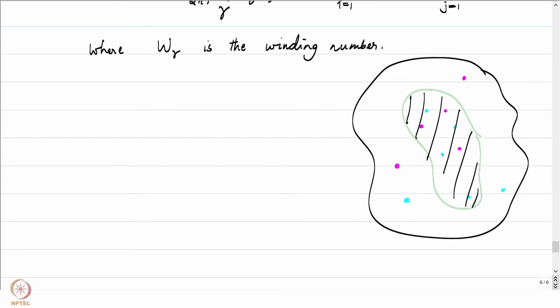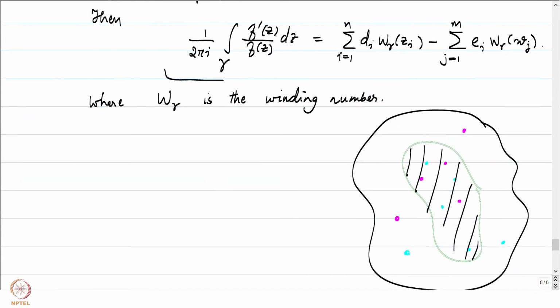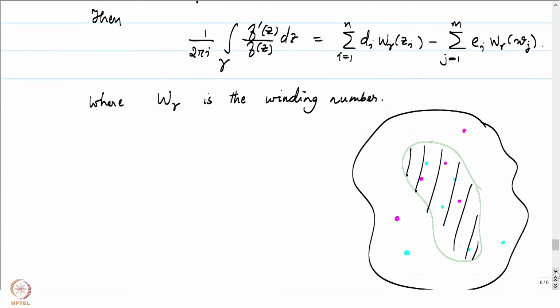So in this region, whatever the number of zeros and poles with multiplicity can be captured by this integral. So, d_i times the number of times it winds. In this case the winding number is 1. So, summation d_i minus summation e_i is going to be this integral. That is what the argument principle tells us.